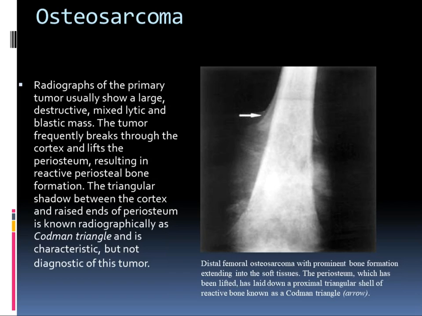The tumor frequently breaks through the cortex and lifts the periosteum, resulting in reactive periosteal bone formation. The triangular shadow between the cortex and the raised end of the periosteum is known radiographically as Codman's triangle. So the triangular shadow between the cortex, this is the cortex, and the raised end of the periosteum, this is the elevated periosteum, this part is known as Codman's triangle and is characteristic but not diagnostic. It's a characteristic feature.